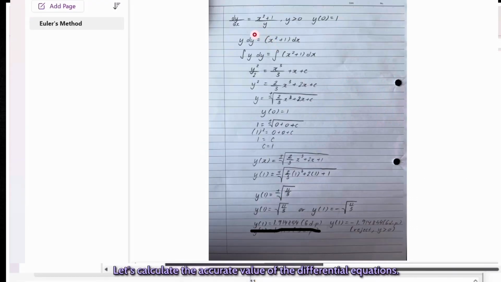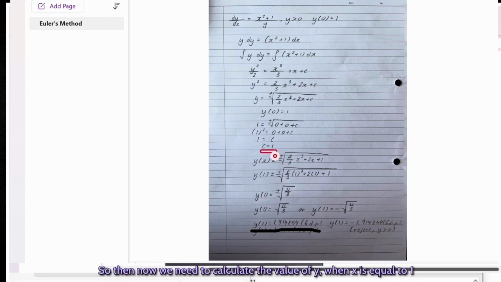Let's calculate the accurate value of the differential equation. First, we rearrange it to get this equation. Then, we integrate both sides. We do the integration and we get the value of y, which is equal to this. By using the initial condition y(0) equals 1, we can get the value of c, which is equal to 1.